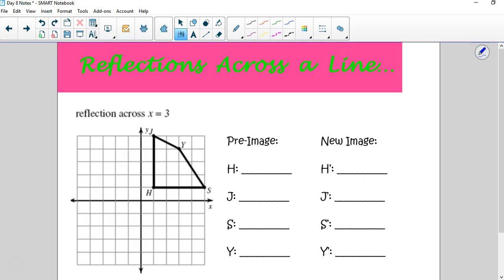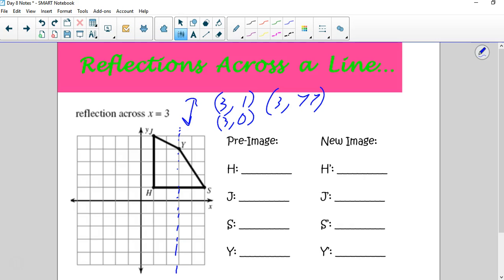Okay, now this is when it changes a little bit. And this is the challenging part. When you're reflecting across a line like x equals 3, which is a vertical line, because think about it, x is always 3. So you're going to end up with a vertical line at 3. So I suggest you go in at 3, 1, 2, 3, and at least put a dotted line, some reference point where you're folding it. Okay?